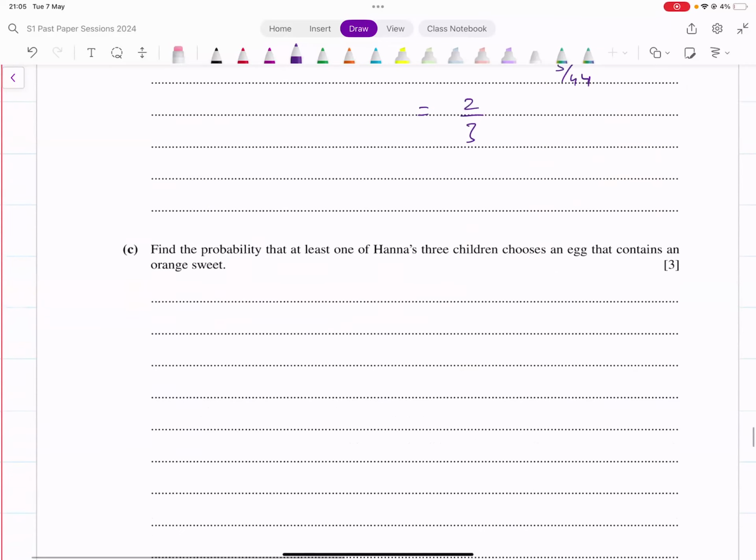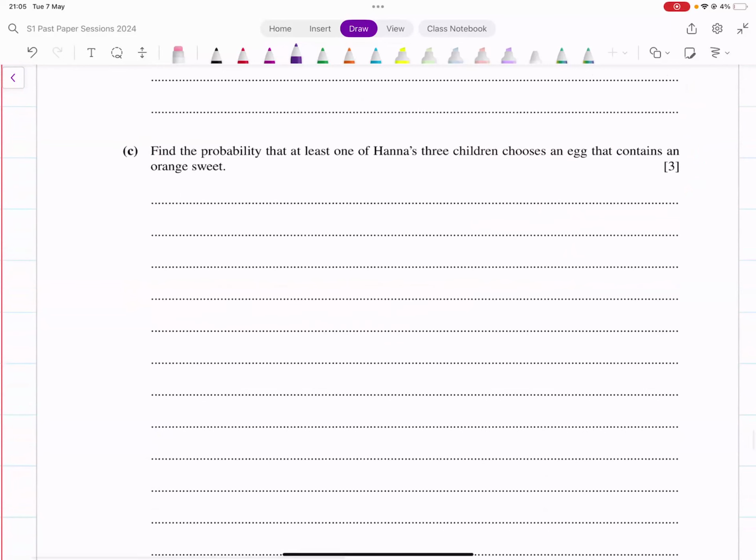Okay, and then you have part C. It says find the probability that at least one of her children chooses an egg that contains an orange sweet. At least one of them. Okay, so it could be one of them who chooses orange, 2 of them who choose orange, all of them choosing orange. It's going to be quicker if we subtract from the total the case where none of them chooses orange, right? So that should make it simpler.